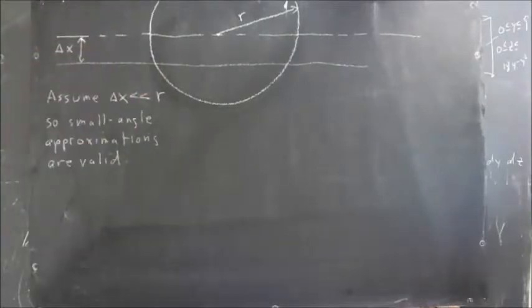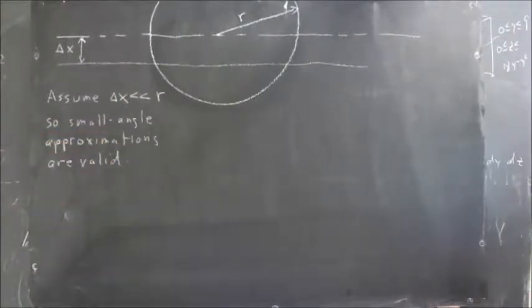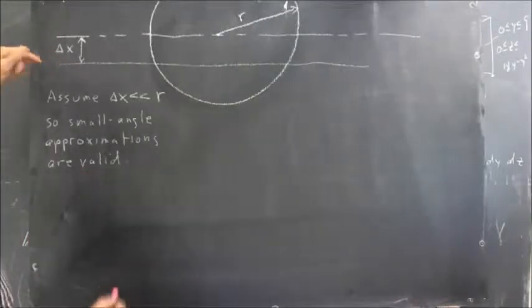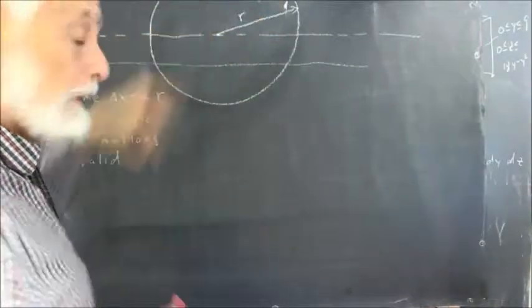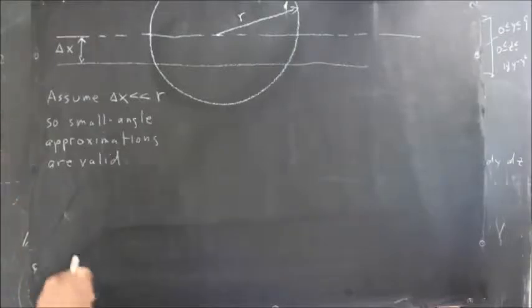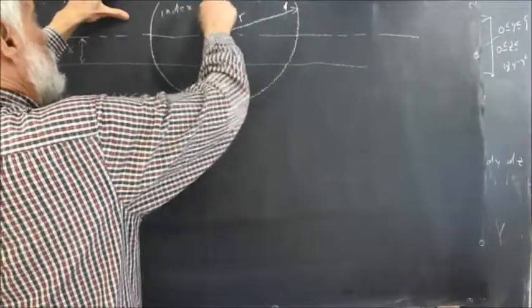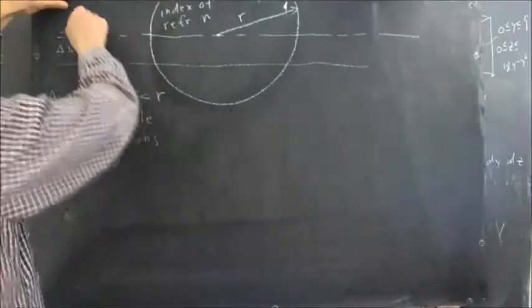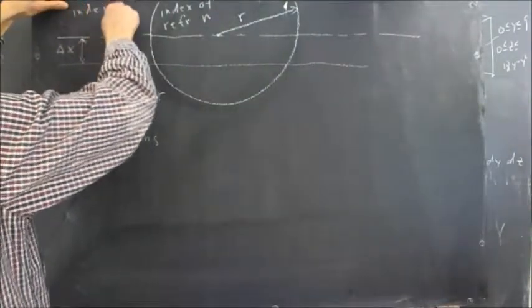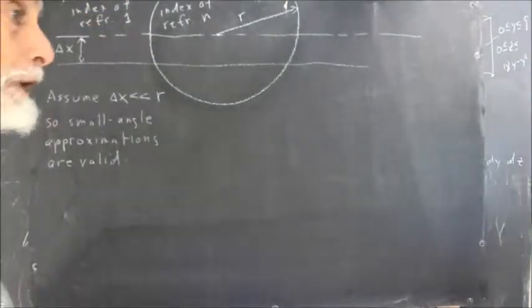We're assuming that delta x is much smaller than the radius r, so that we're going to be able to use small angle approximations throughout our analysis. So what we want to do is figure out what happens when this ray strikes the cylinder. And let's say that we have index of refraction m inside the cylinder, and index of refraction 1 on the outside of the cylinder.